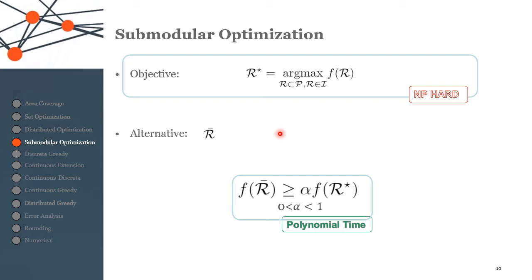So if you can find another set R bar that we can guarantee its value is more than alpha times the optimal value of this maximization problem, and we can find this R bar in polynomial time, that could be promising too.